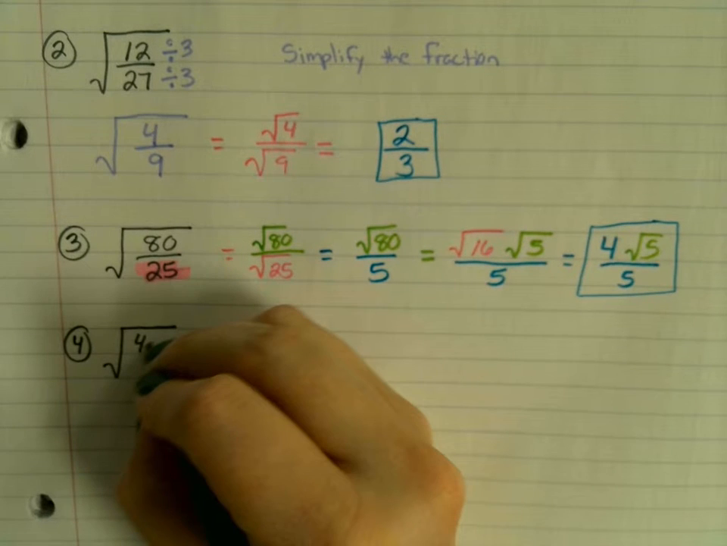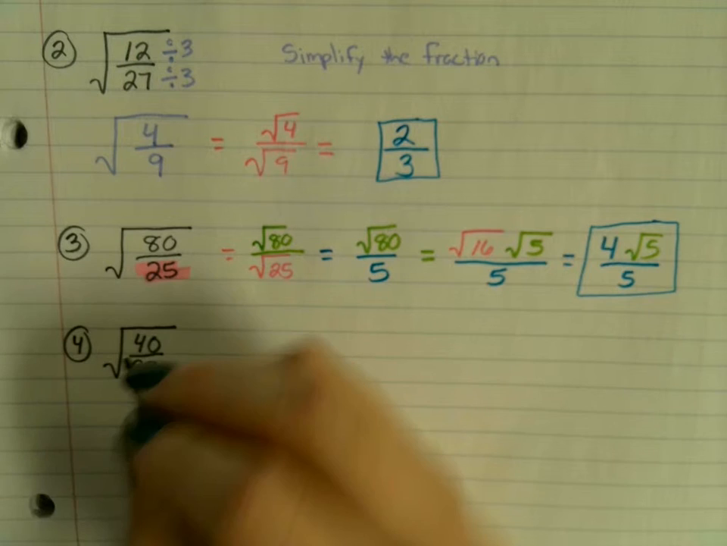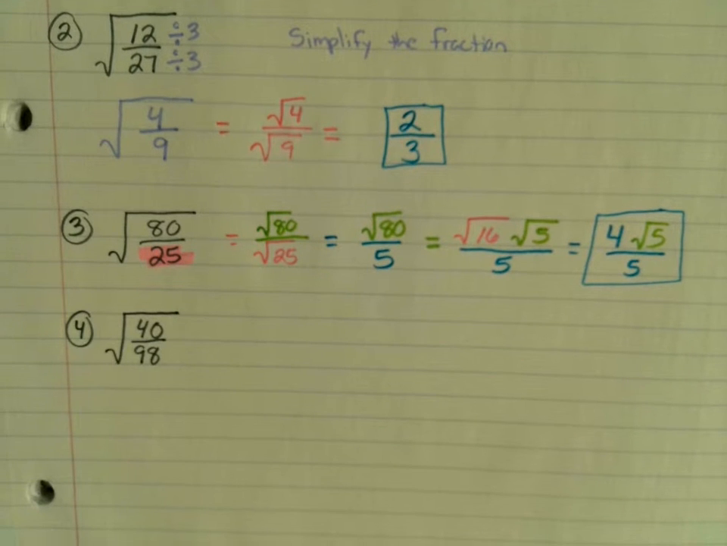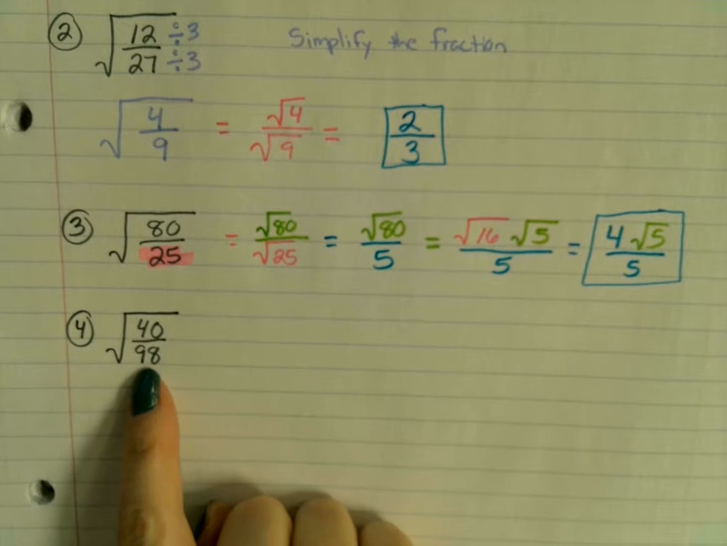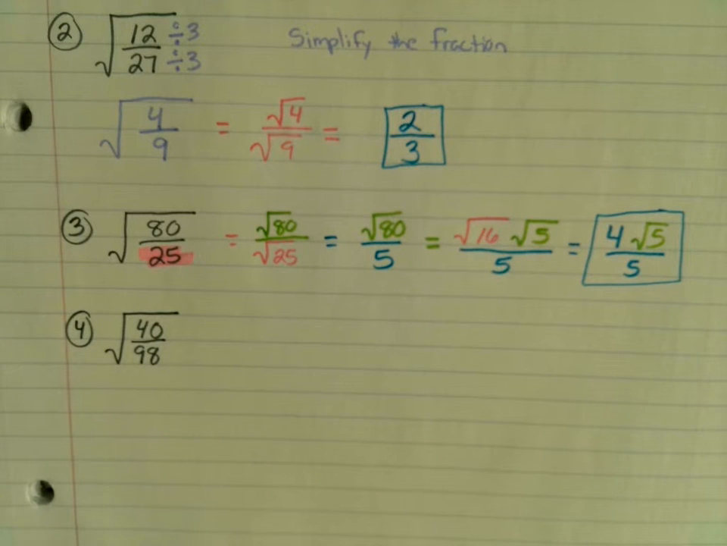Okay, what is the first thing we always want to check? David? If the denominator is a perfect square. Is the denominator a perfect square, guys? No, 98 is not a perfect square. So since it's not a perfect square, what's the second thing that we want to try and do then?